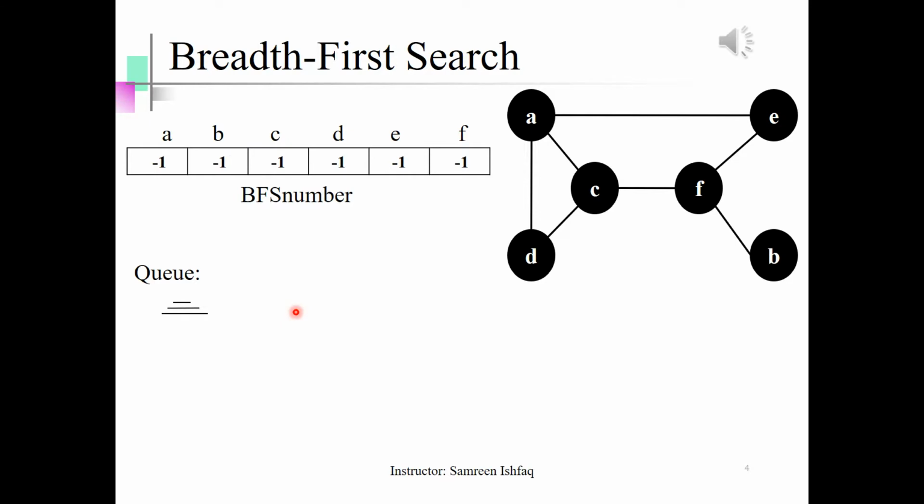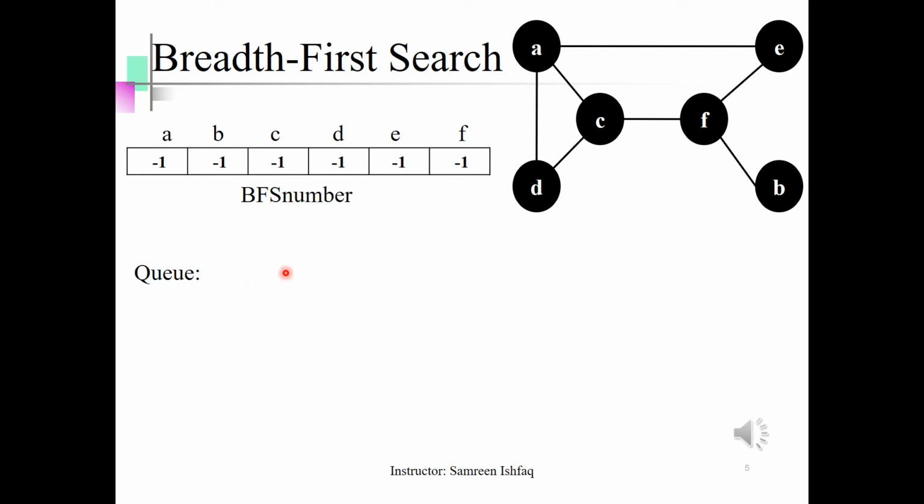To get a better understanding, we will traverse this graph using the breadth first search algorithm. The first step is to mark all the vertices with -1. This will indicate that all the vertices are unvisited. For the breadth first search algorithm, we need a queue data structure. So here is the queue and right now it's empty. We will start from vertex A. The first step is to mark A with 1. This indicates that A is visited and then we will enqueue A. Now the front and rear of the queue is A.